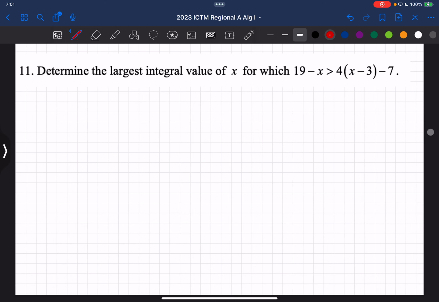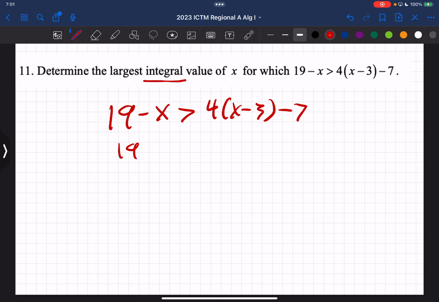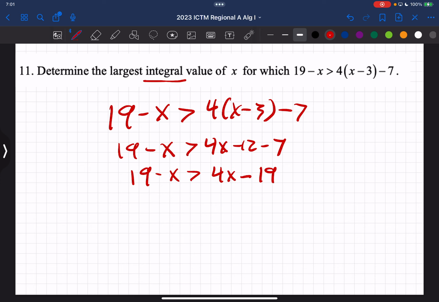Number 11. We want to determine the largest integral value of this inequality. So first we're going to solve it. So first we're going to multiply in the 4. So 19 minus x is going to be greater than 4x minus 19. So next we'll add x, and we'll add 19. So 38 is greater than 5x. So we divide by 5.